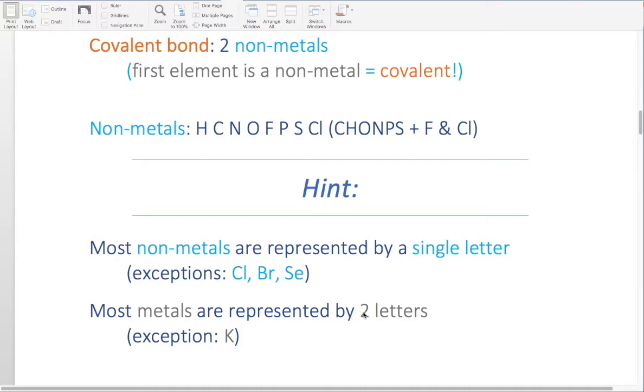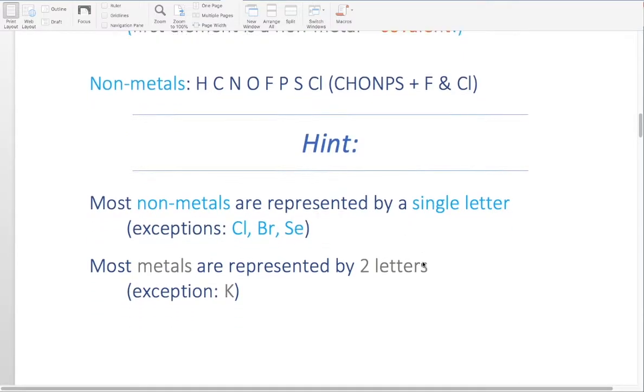Most metals are represented by 2 letters, like Fe for iron and Ni for nickel. And the only common exception to that is K, which is potassium. There are a few others, but they're elements that almost never come up at this level. So just remember that K is a metal. All the other metals that you're going to come across are represented by 2-letter abbreviations. Single letter abbreviations are generally nonmetals, and the most important exception to that is chlorine.